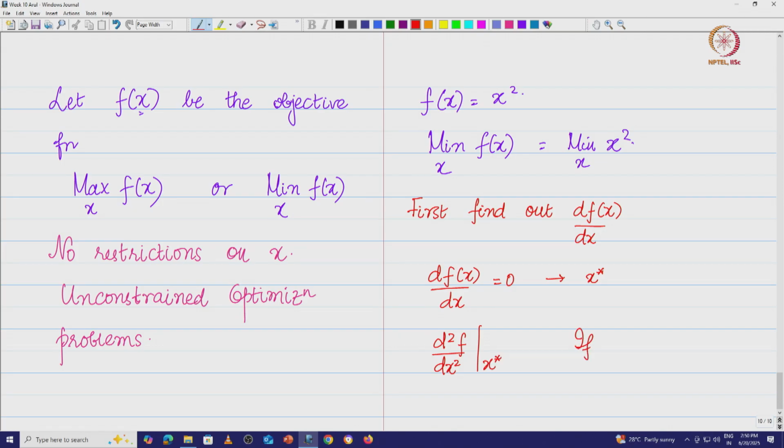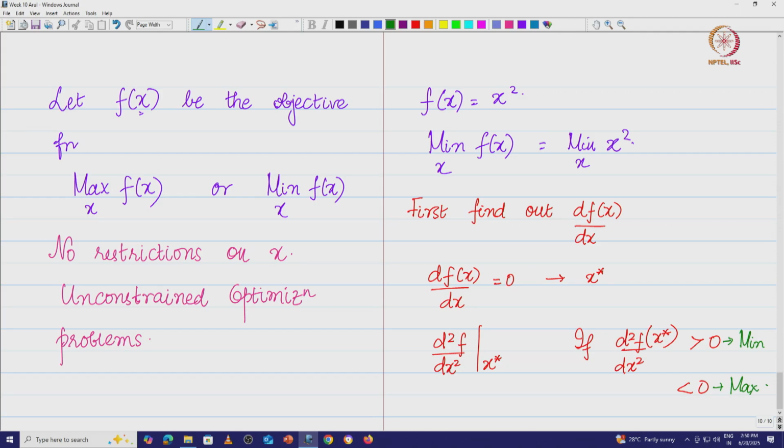If d square f by dx squared of x star is greater than 0, and I will put less than 0 here so that we address both the cases, if it is greater than 0, then you call that a minima. If it is less than 0, you call that a maxima. Now, why do we say this? Second derivative greater than 0, you have a minima. Second derivative less than 0, you have a maxima.